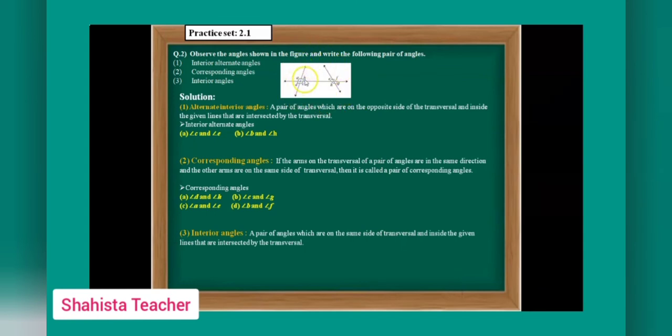Okay, for B, angle E. For angle C, angle H. Same side but it is internal. So for B, angle E. And for angle C, angle H. So here we will write interior angle, angle C, angle H. For angle B, angle E. So students, in this way we finish practice set 2.1, question number 1 and question number 2.